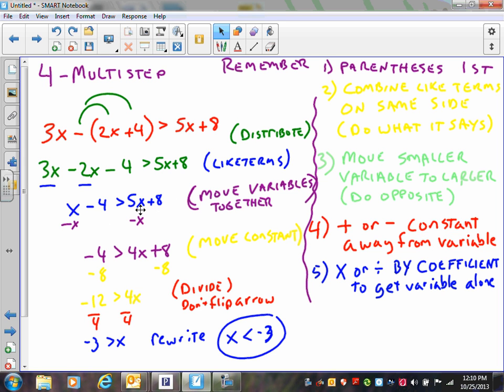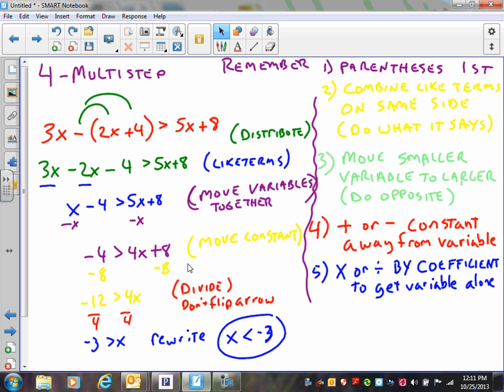I have variables on both sides. Move the smaller one. If you move the smaller one, it'll keep your coefficient positive, and you won't have to worry about flipping that arrow. Subtract x. That minus sign is with the 4. What cancels out x is minus x. So I get negative 4, because that minus sign stays in front of it, is greater than 4x plus 8.